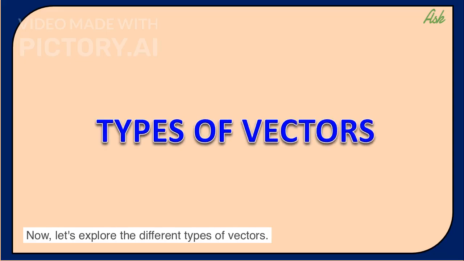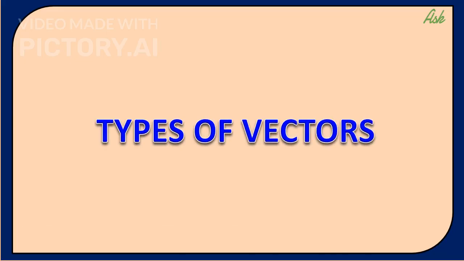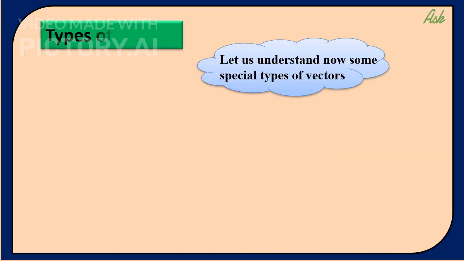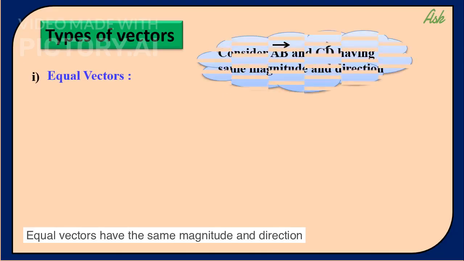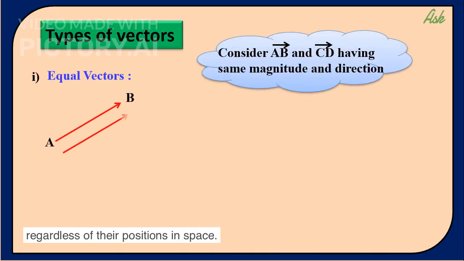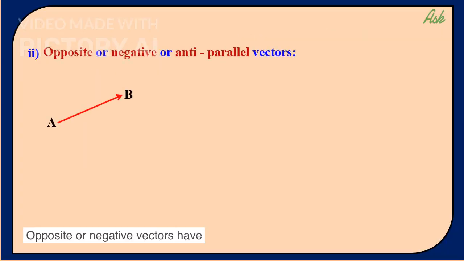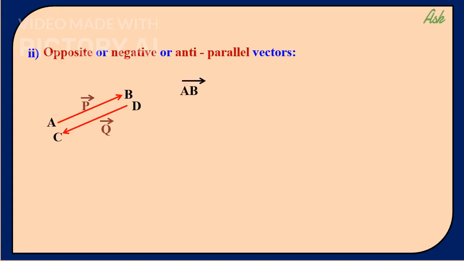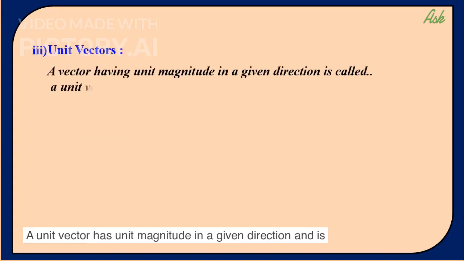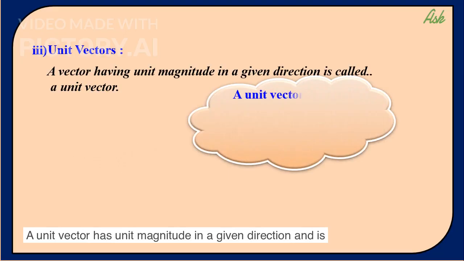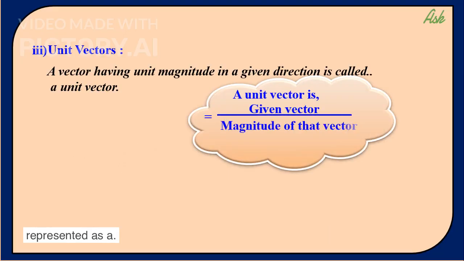Now, let's explore the different types of vectors. Equal vectors have the same magnitude and direction regardless of their positions in space. Opposite or negative vectors have equal magnitude but opposite direction. A unit vector has unit magnitude in a given direction and is represented as A.